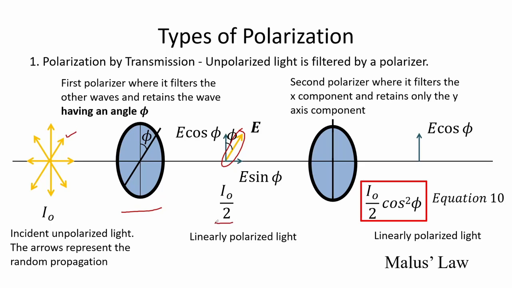It then passes through a second polarizer where it filters the X component of the E waves and retains only the Y-axis component. We see that the wave is reduced to E cosine phi. The intensity is further reduced by cosine squared of the angle phi. This is by Malus' law.